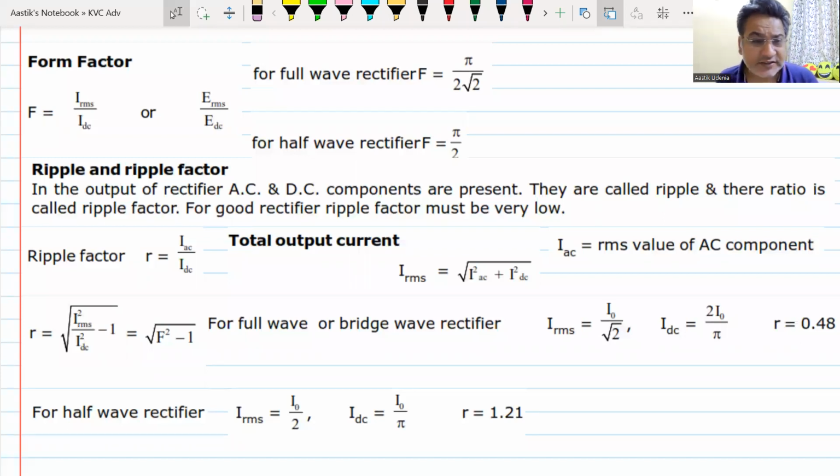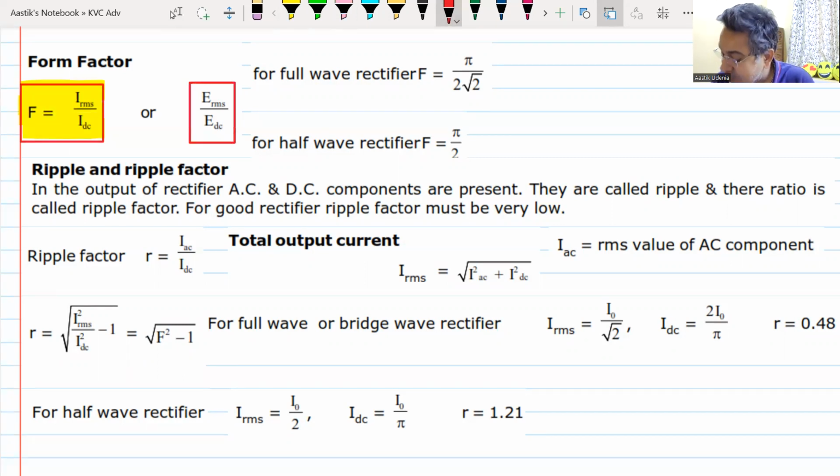And these are certain definitions that may come. If they come, you must know what they mean, otherwise you will not be able to solve any question. The first one is known as the form factor. I think we have dealt with this form factor before. Form factor is the RMS value divided by the DC value, whether it is for voltage or for current. Do we understand this?